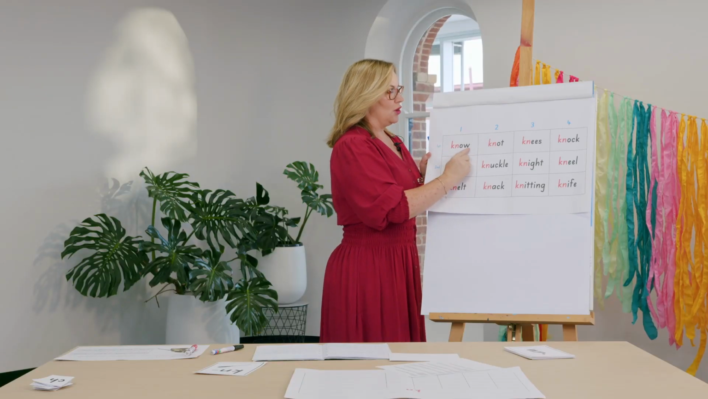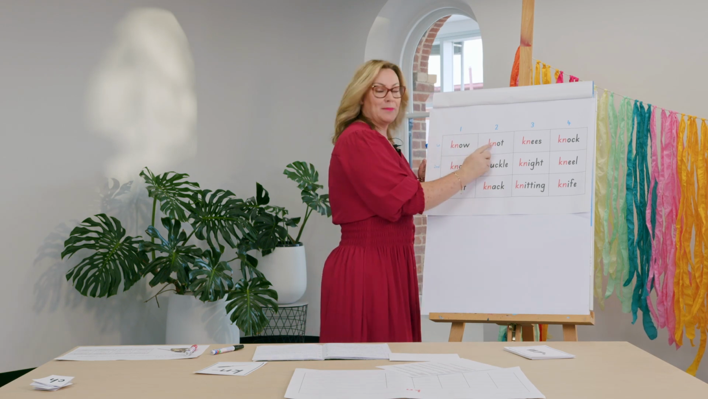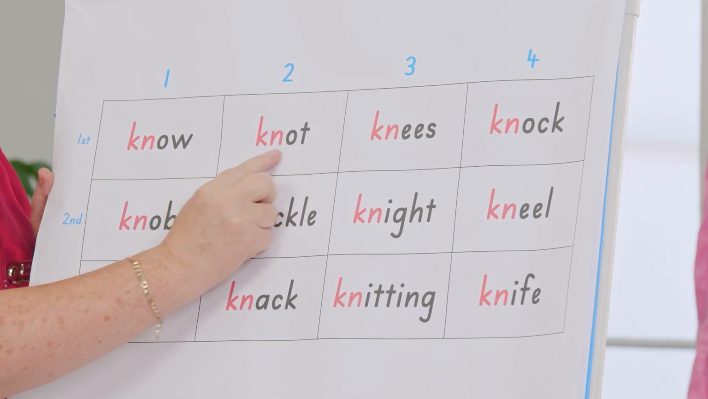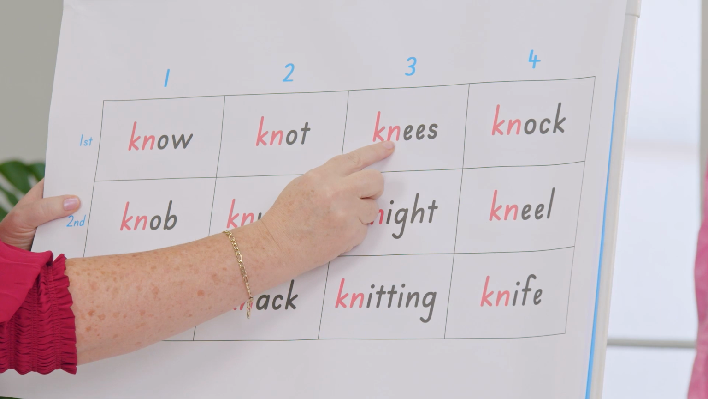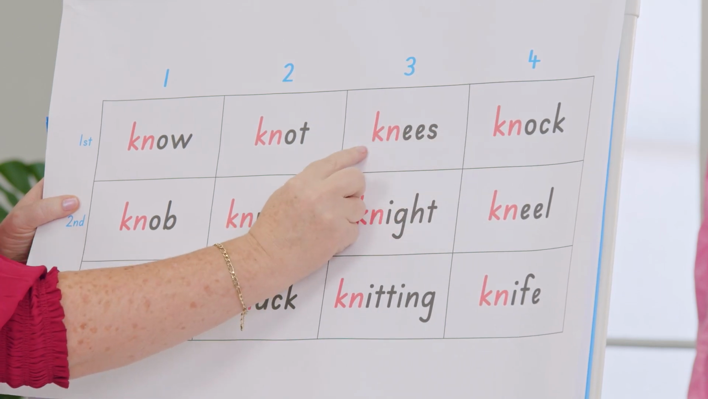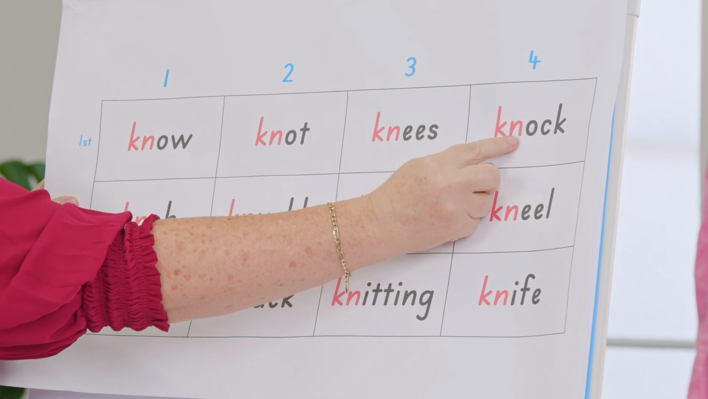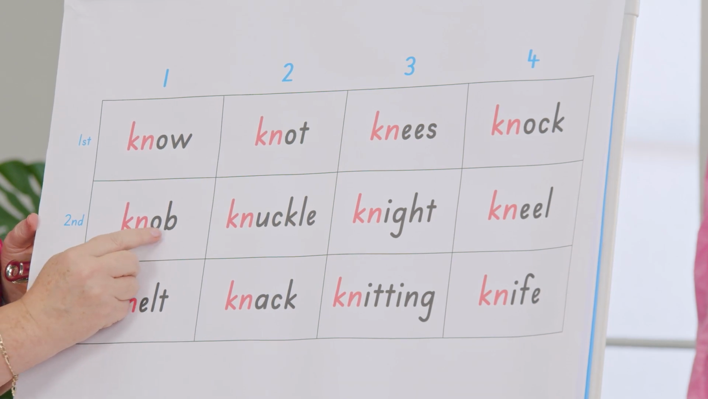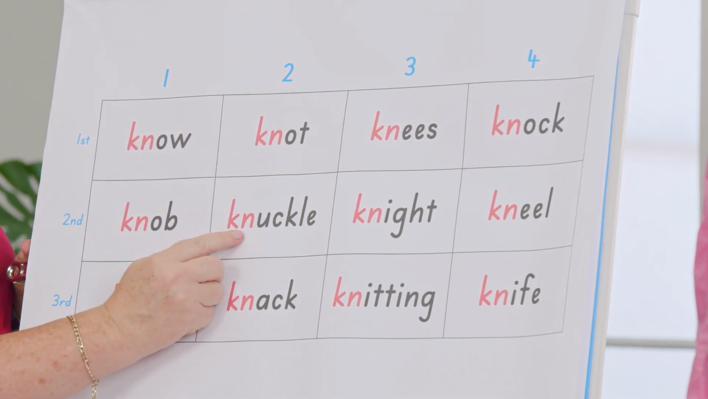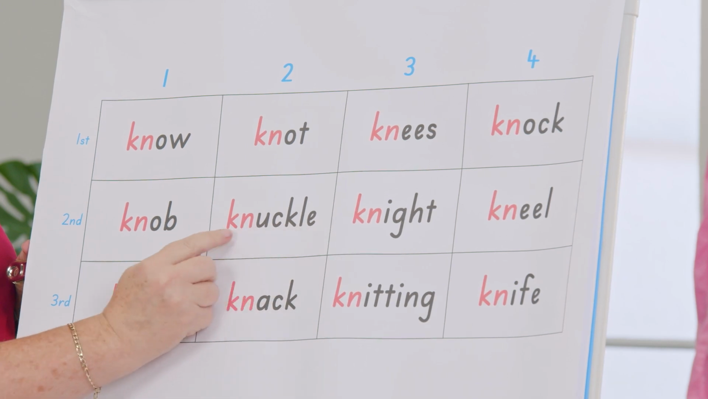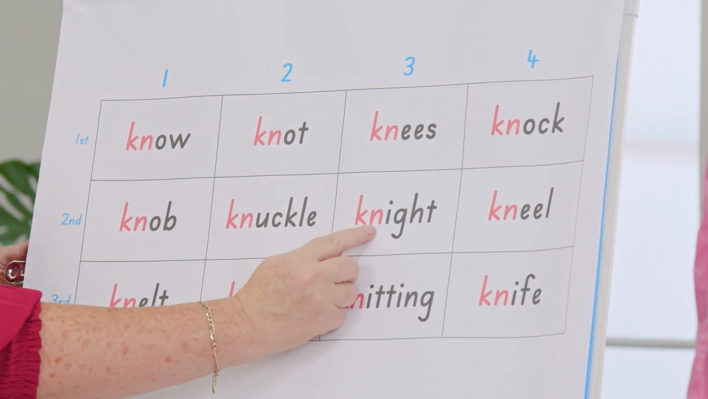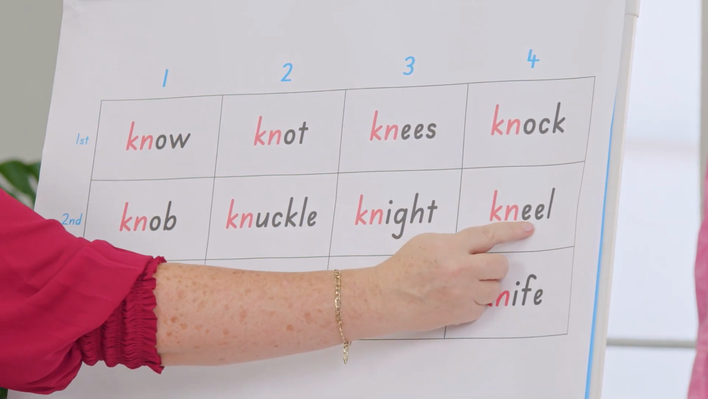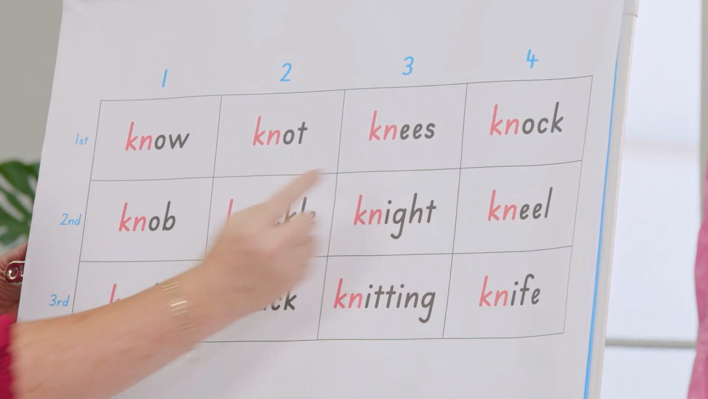N-O. No. Now you do your phoneme fingers while I'm pointing over here. N-O-T. Not. N-E-S. Knees. N-O-K. Knock. N-O-B. Knob. N-A-K-L. Knuckle. N-I-T. Night. N-E-L. Kneel.